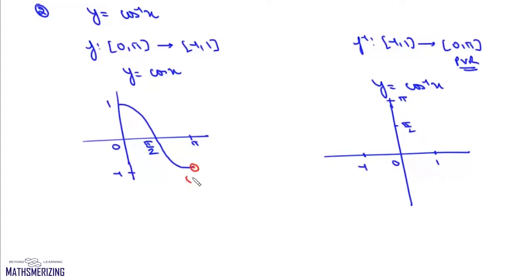Now this point is pi comma minus 1. Here it will be minus 1 comma pi. So at minus 1, this value will be pi. Now this is pi by 2 comma 0. Here it will be 0 comma pi by 2. And this point is 0 comma 1. Now it will be 1 comma 0. So we'll draw a freehand sketch. That's the graph of y equals cos inverse of x.